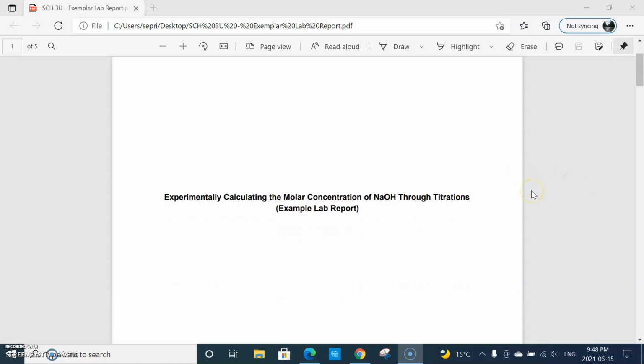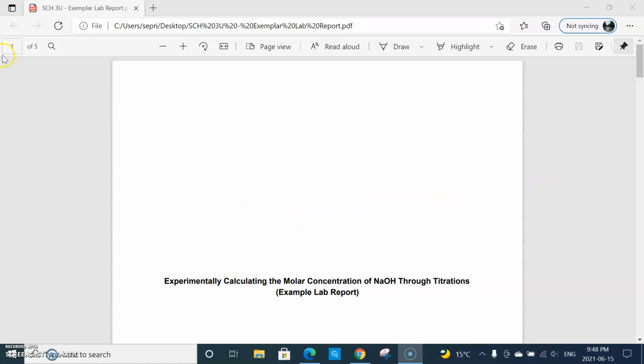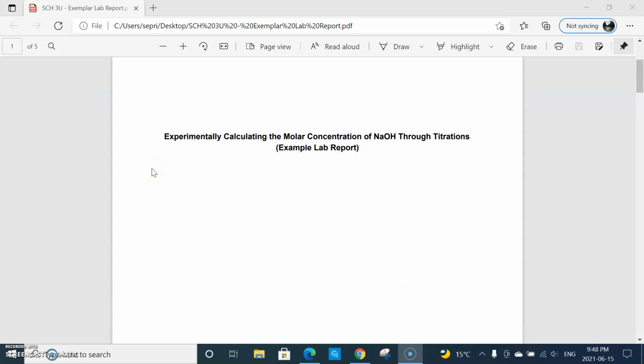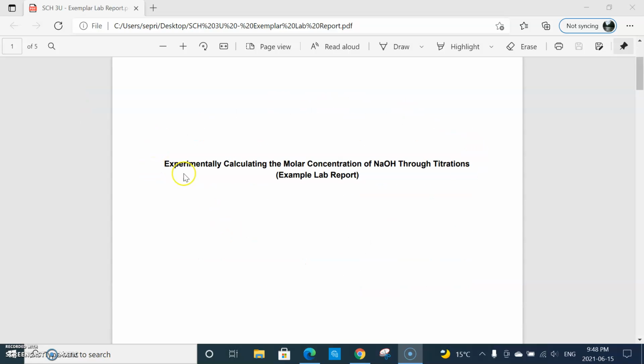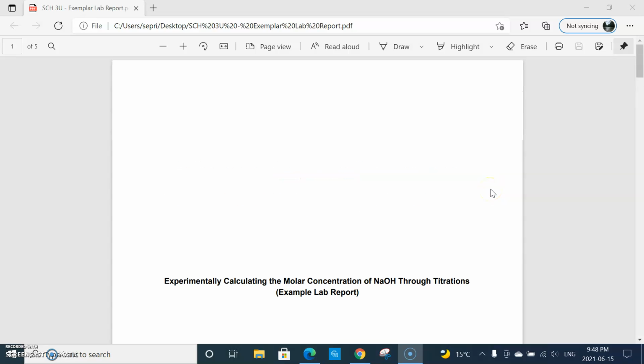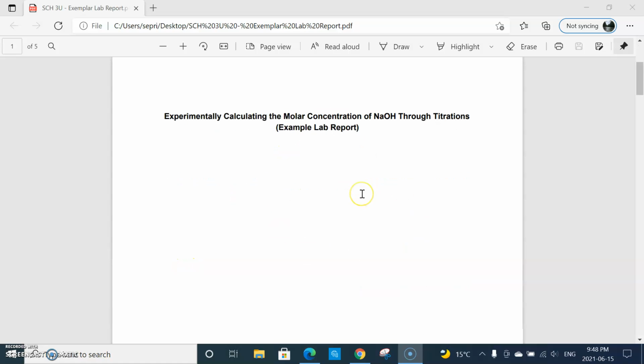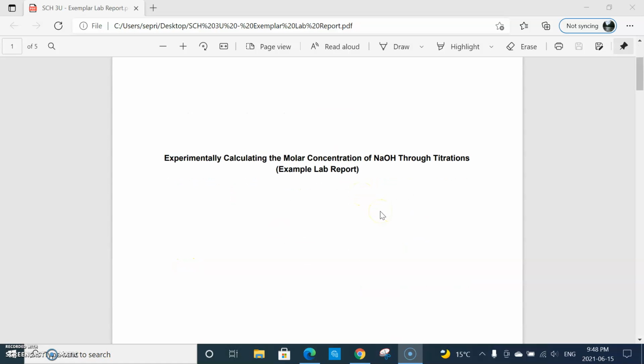Now on our first page, this page is our title page, page 1. So you'll notice there is a title for the lab report that is centered and in the middle of the page. That's pretty common convention for lab reports, center your titles. You'll also notice with this title, it says experimentally calculating the molar concentration of NaOH through titrations.